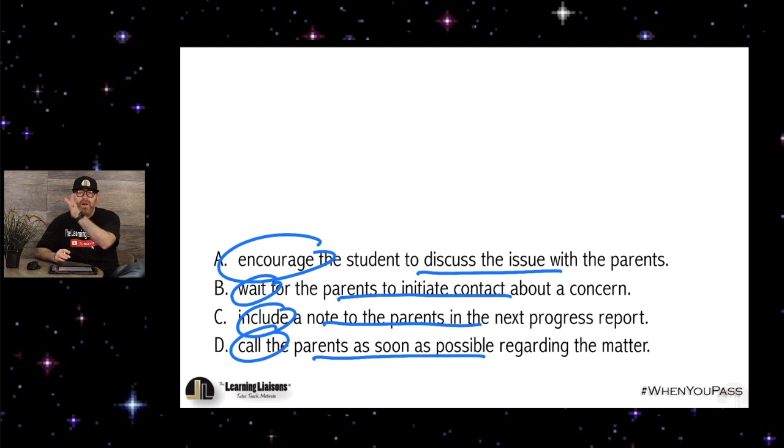Verb followed up by the process. Encourage what? Discuss the issue. Students discuss the issue. Wait what? For parents to initiate contact. Include what? A note to the parents. Call what? The parents as soon as possible. Now, let's take a step back here.